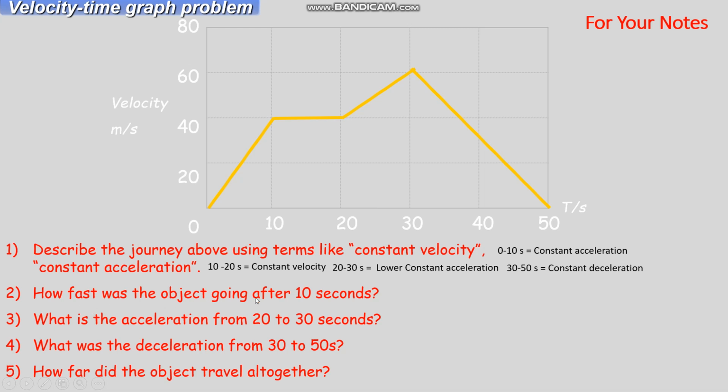Number 2, how far has the object gone after 10 seconds? Nice and easy, this we just read off the graph. This often catches people out on how easy that is. So after 10 seconds it's travelling at 40 meters per second.